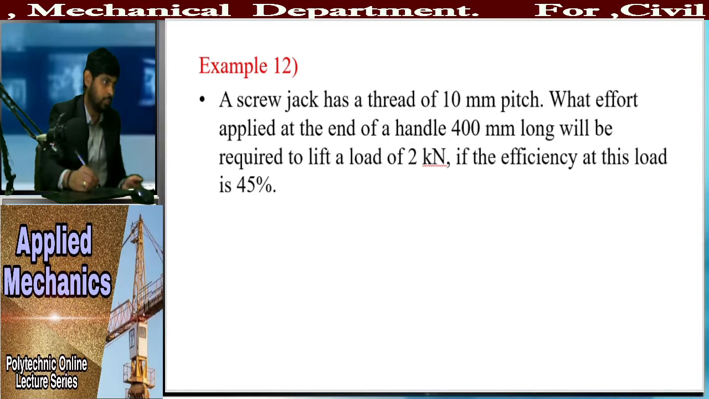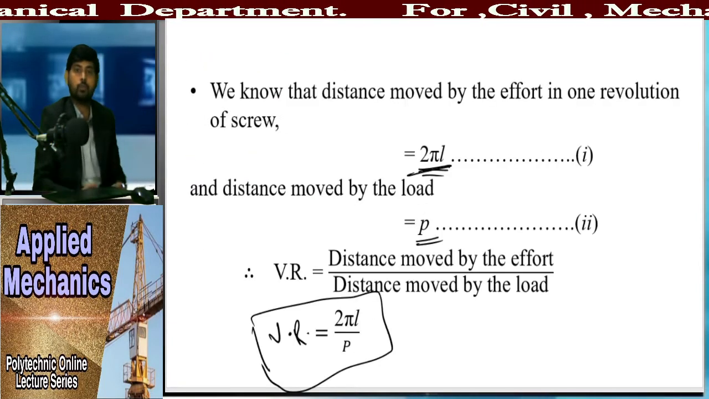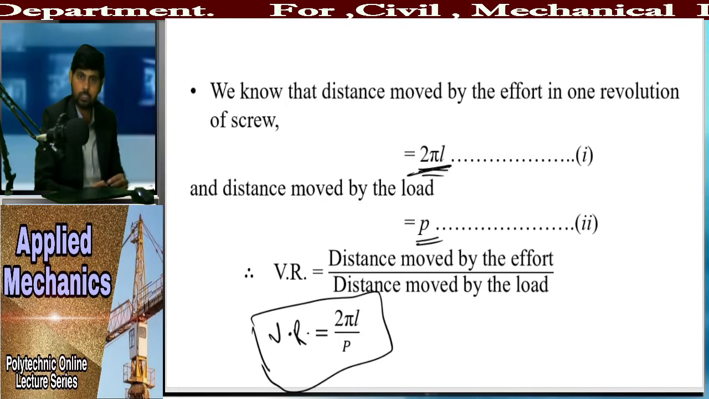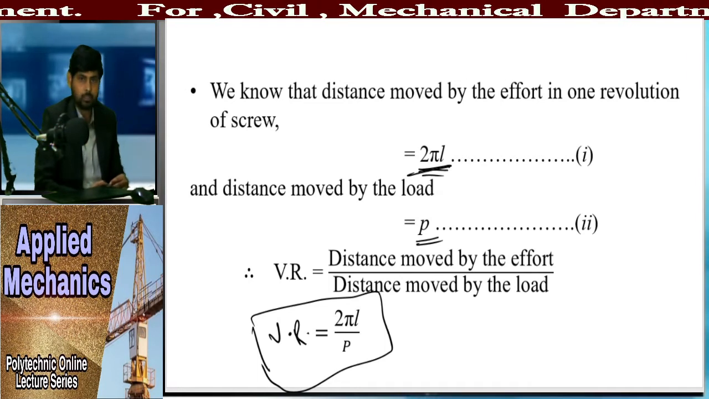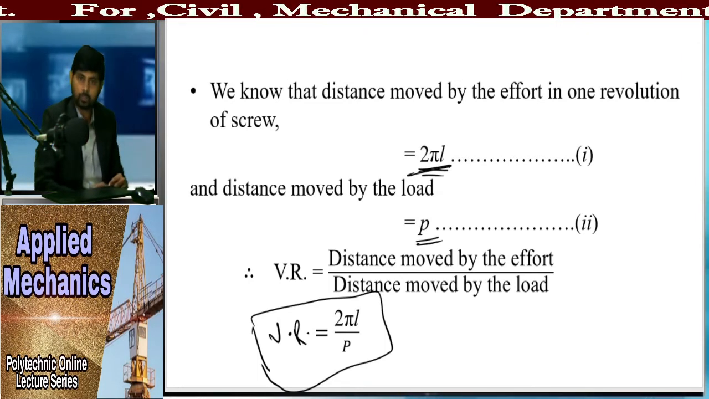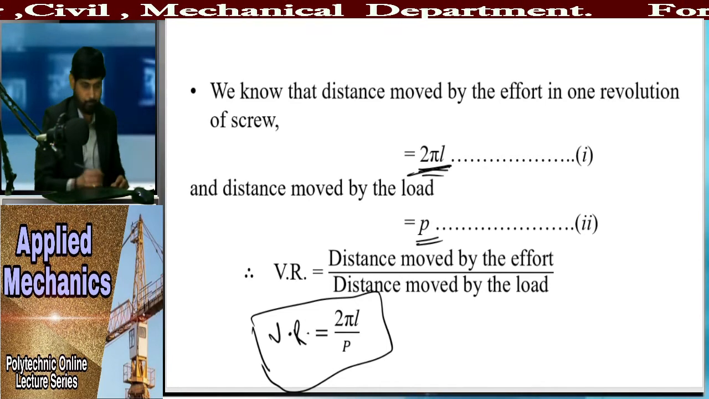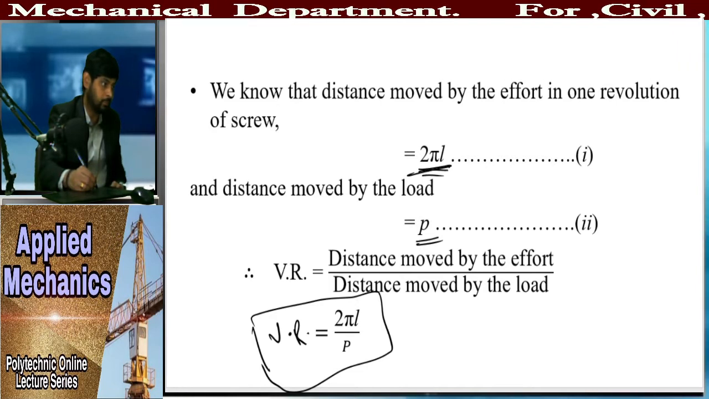So just revise once what the velocity ratio for the simple screw jack is, because we have to use this relation to solve the numerical. The velocity ratio for the simple screw jack is nothing but 2 pi L divided by P. So now let's see the problem.